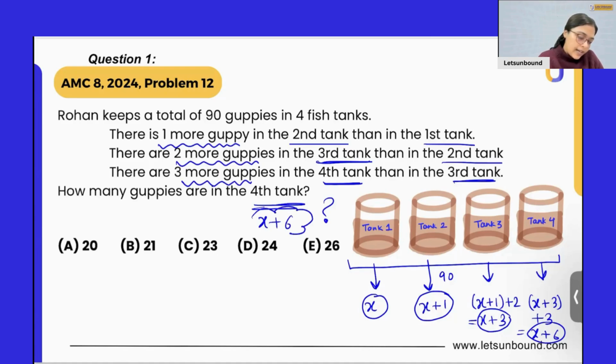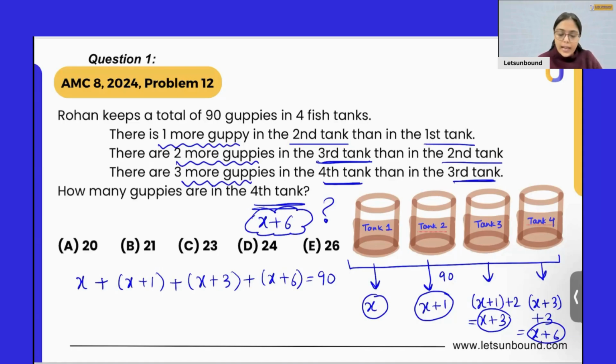Easy. Simple. So for that, let's just solve the equation. We have only one piece of information, that the sum of all is 90. In total, we have 90 guppies. So let's just add them. In tank 1, it was X. Tank 2, it was X plus 1. Tank 3, it was X plus 3. And the last tank, we have X plus 6 guppies, which is equal to 90.